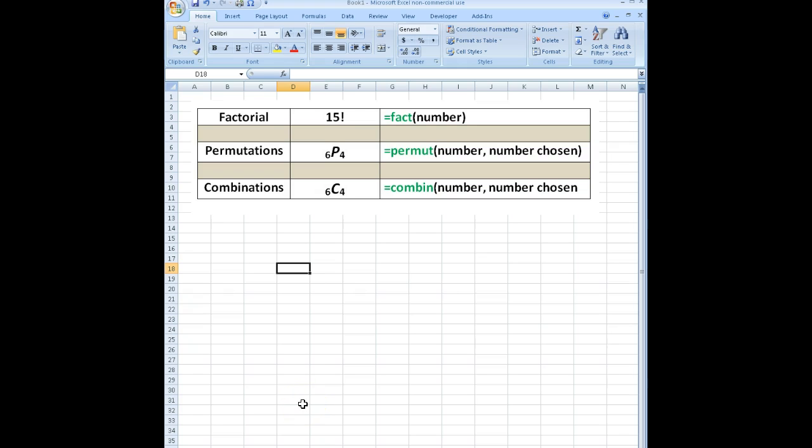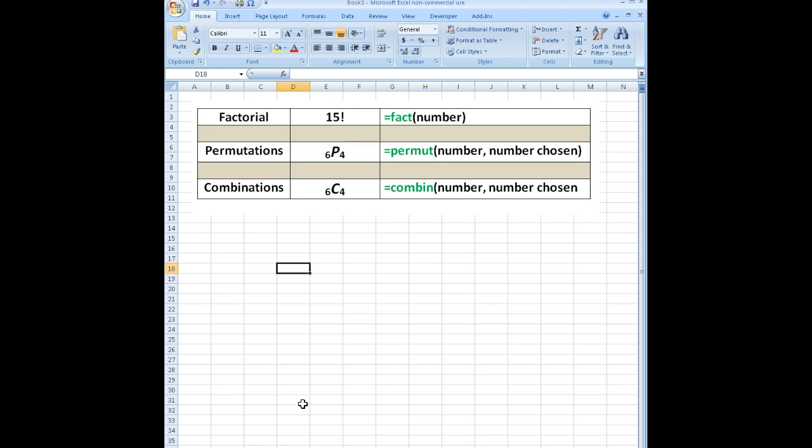I'm going to show you how to use Excel to calculate the factorial calculation, permutations calculations, and combinations calculations. It's really quite simple. You just need to know the notation that you need to insert into Excel, and it's done quite quickly. The factorial notation is that exclamation point that you keep seeing after your numbers.